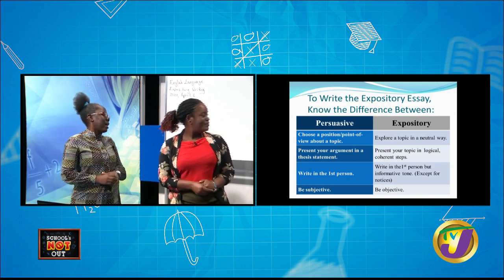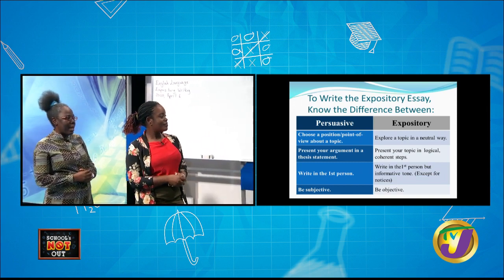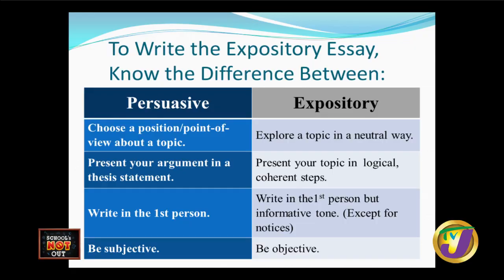Okay. All right. Secondly, for the persuasive writing, you present your argument in a thesis statement. So immediately you allow your reader to see where you are going in the essay as you continue. And in the exposition, you present your topic in a logical, coherent step. So there should be some coherence. It must flow. The information should flow. So we cannot go from step C and then go to step A. We should start at step A, then B, C, D.